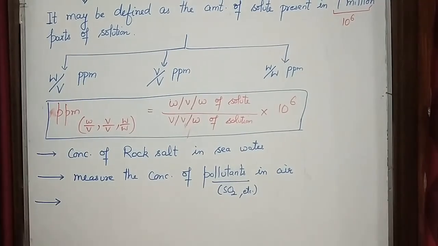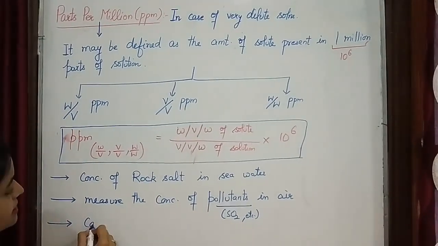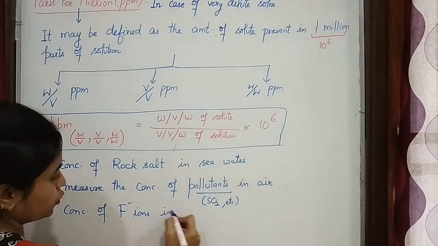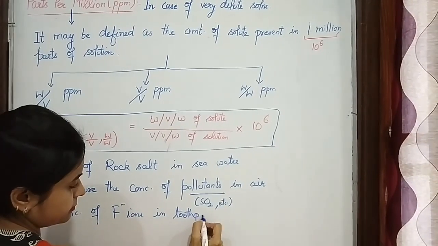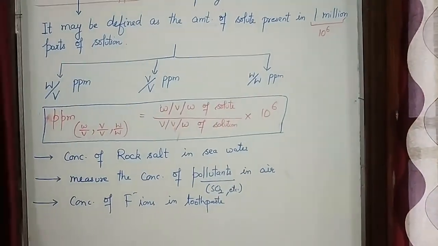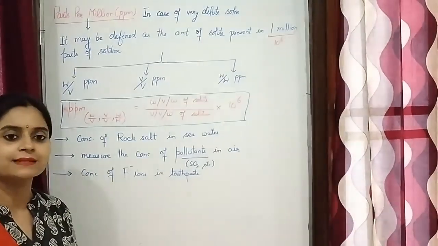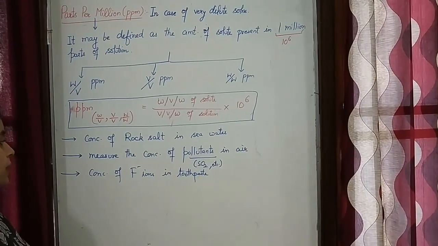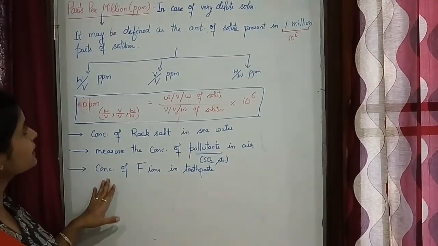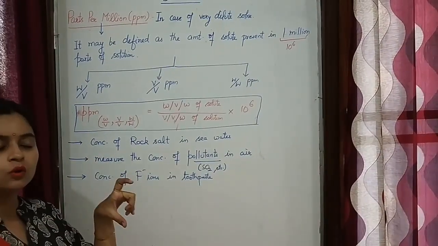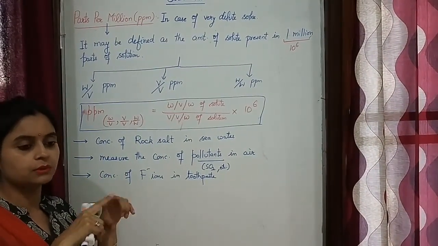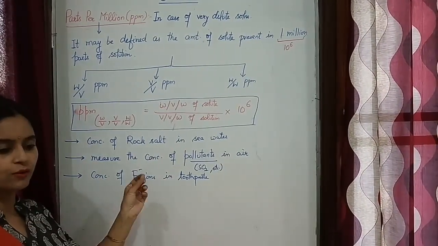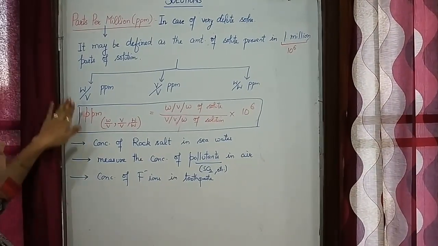Similarly, we can use this ppm for finding the concentration of fluoride in toothpaste. You know that in a toothpaste generally fluoride ions are present, but excess of fluoride ions are harmful for us, so they are in the trace amount, and for expressing its concentration we generally use ppm. You can also notice this on the tube of that toothpaste. There must be written fluoride concentration in ppm. So this is all about parts per million.